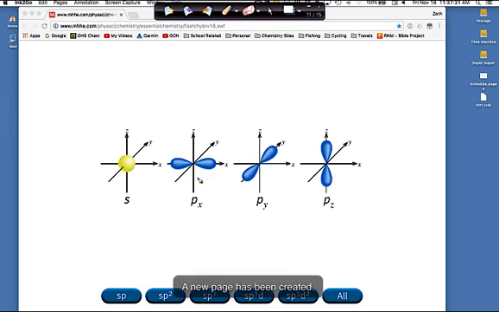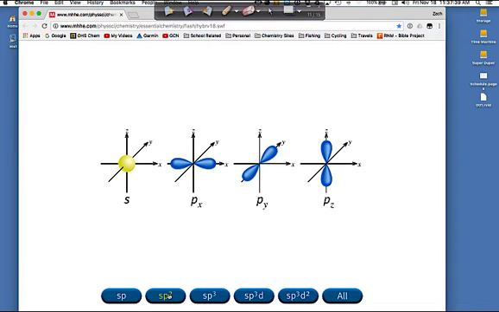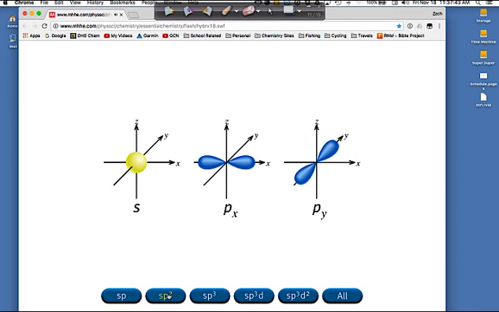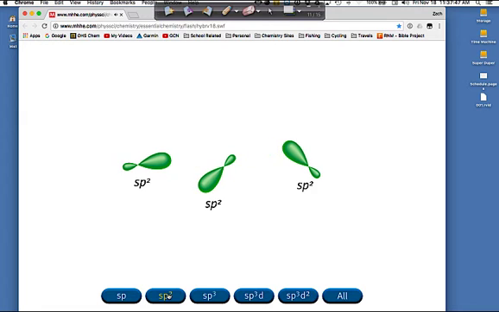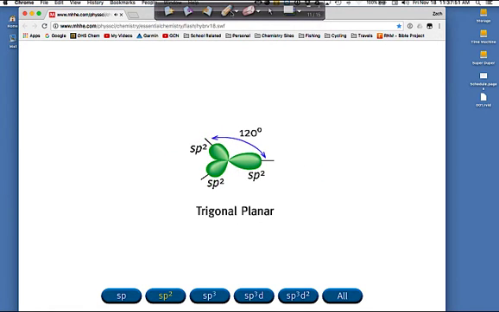Sp2 hybridization. Mixing an s orbital with 2 of the p orbitals generates 3 equivalent sp2 hybrid orbitals. Note that the number of hybrid orbitals produced is equal to the number of atomic orbitals that are hybridized. The set of 3 sp2 hybrid orbitals has a trigonal planar arrangement. The angles between the orbitals are 120 degrees.